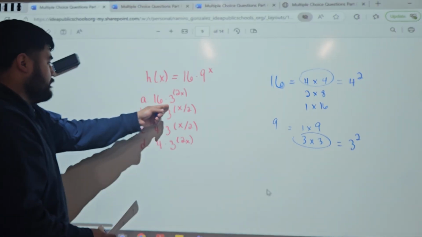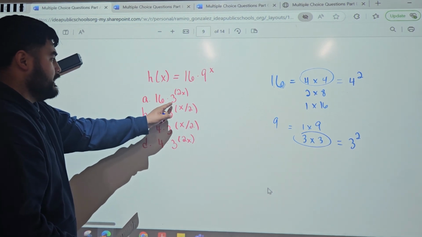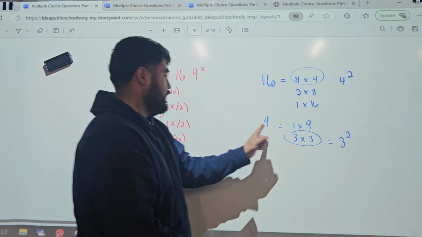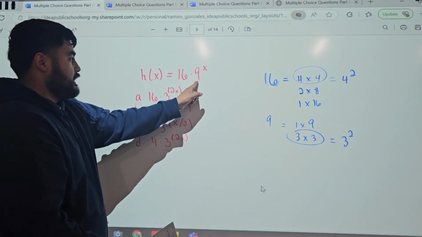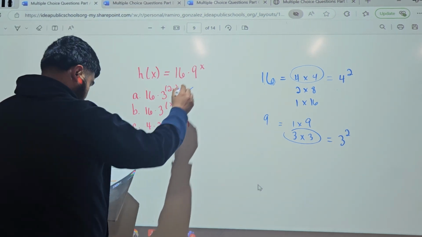On the first part, they only modified the 3. So they said 3 to the power of 2, which we already said is 9. That gives you that 9, and then you have the x, of course. So this one does match.